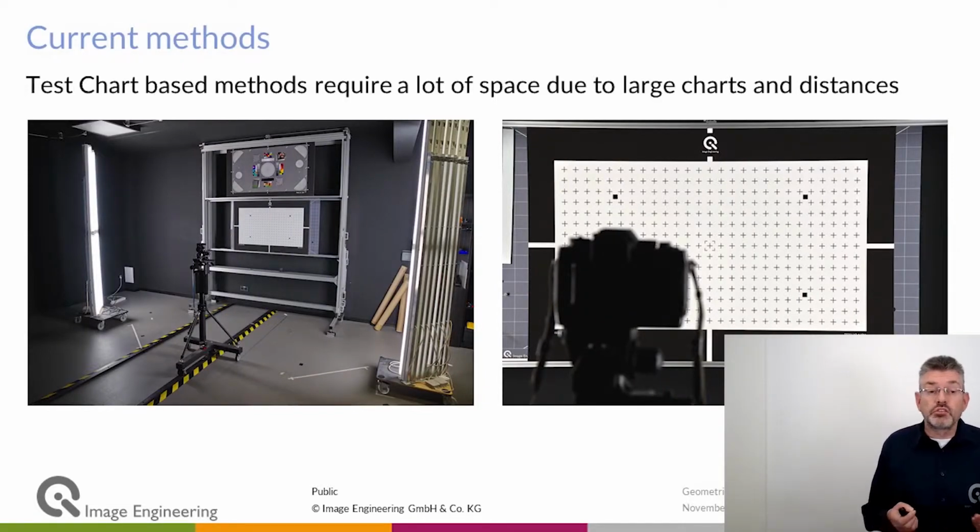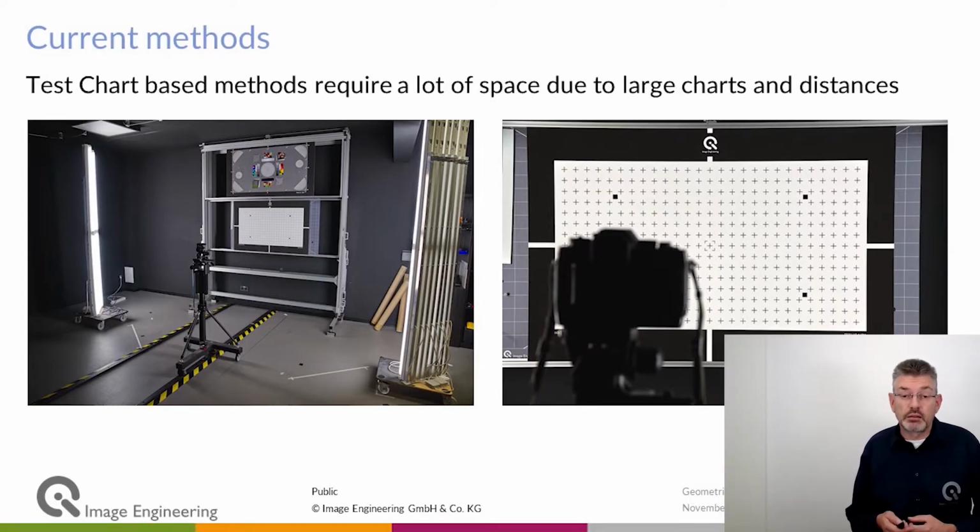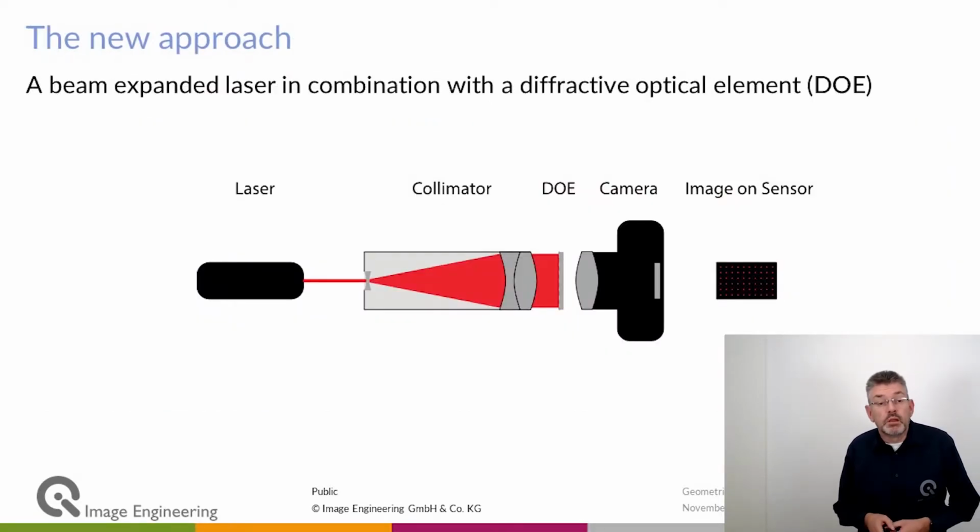So a test chart based method basically requires a large lab and a large setup with your camera and test charts. So we were looking for something that would work at infinity, that would work for cameras with wide fields of view, and in a very compact way. That's how we came up with the new approach. It basically makes use of a laser system.